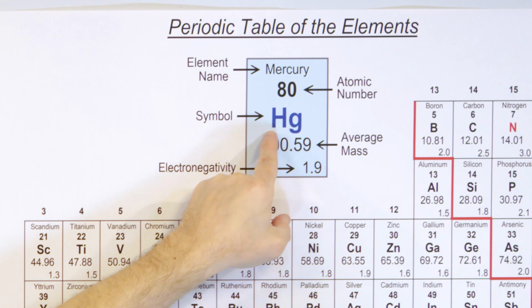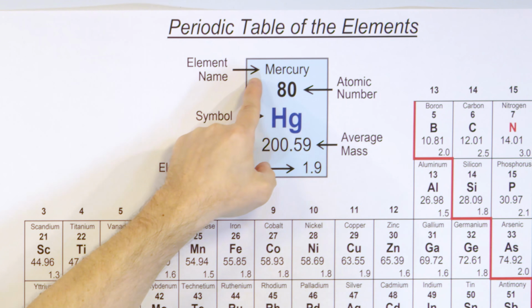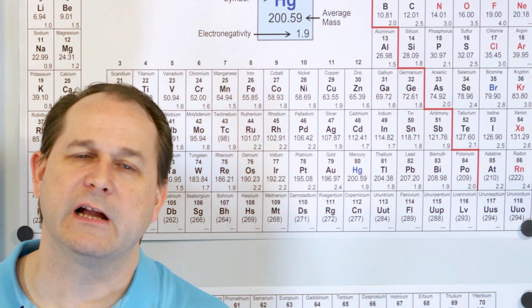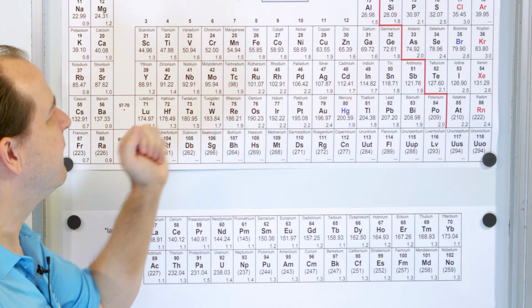Then we have the symbol Hg. Notice Hg doesn't look anything like the word mercury. That's because a lot of these symbols come from the Latin words that were originally used. So Hg is from the Latin word for mercury. So some of them don't quite match, but most of them do.